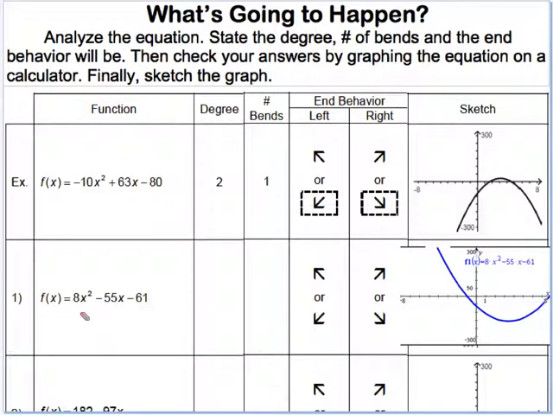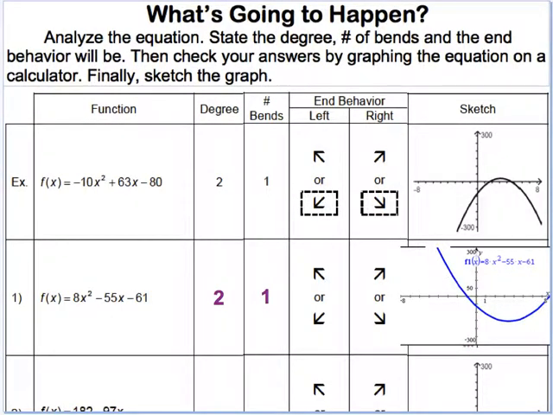This is the formula. The degree that we have is 2 because of this 2 here, which means we have one bend. And then we know that our leading coefficient is positive, so the right side is going to go up and the left side is going to go up. And that's what we get in our calculator. All right, so I want you to go ahead and work on the rest of the problems on this worksheet.